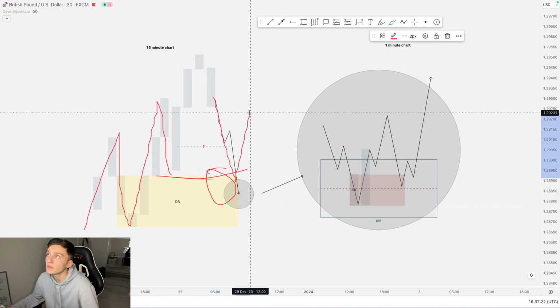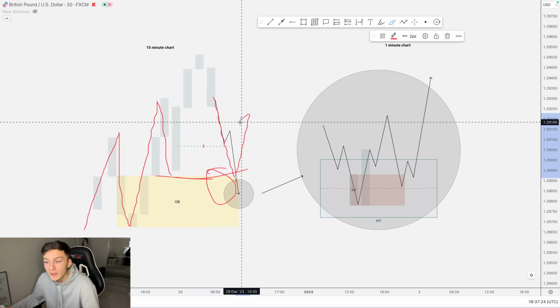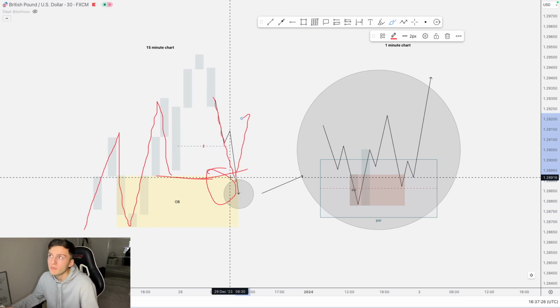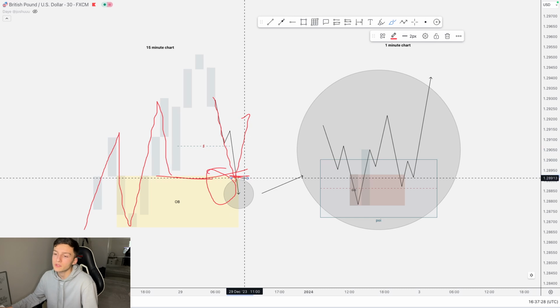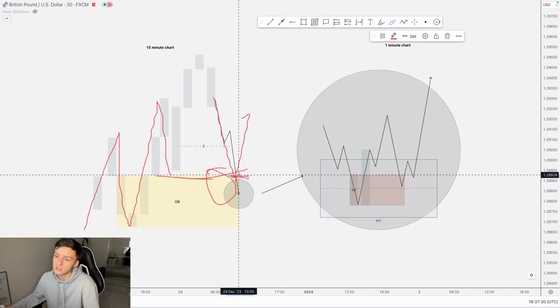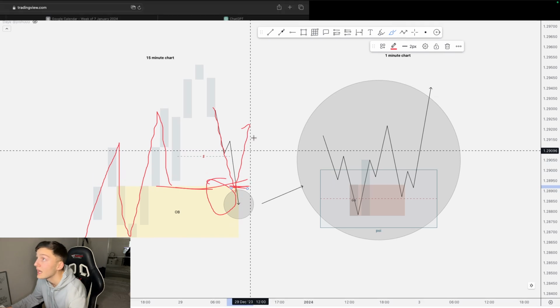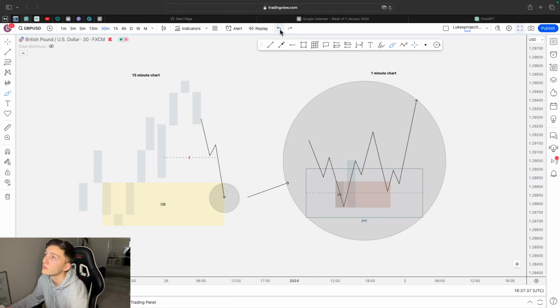You're probably going to get a bit of manipulation because people are going to be buying it. The smart money concept traders, I'm smart money concept, but I'm saying the worst of the smart money concept crowd are going to be buying, right? So with that being said, let's do that.